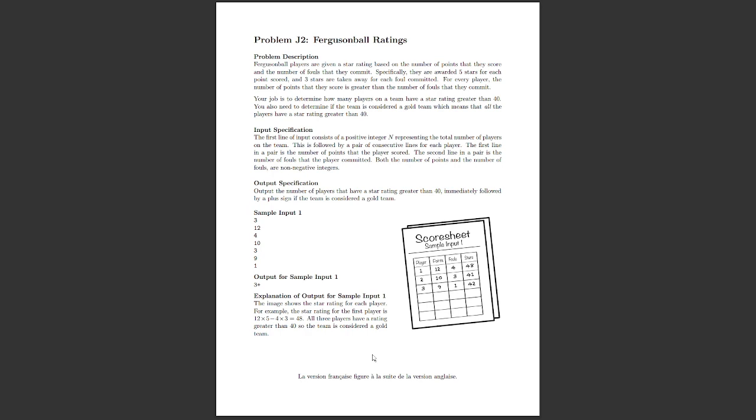So there are 3 players who have a star rating greater than 40, and in the whole team, there are also 3 players. So since the total number of players is equal to the number of players with a star rating greater than 40, we can add a plus at the end of our output. So I think we understand the problem, so I can move on straight into the solution code.